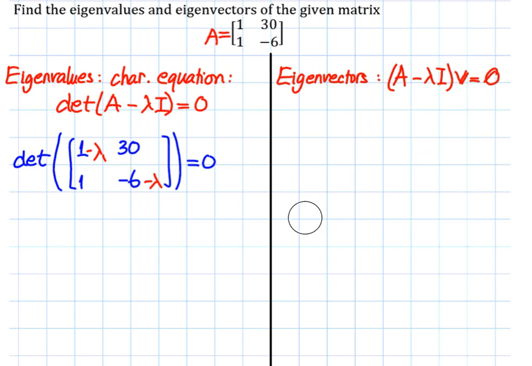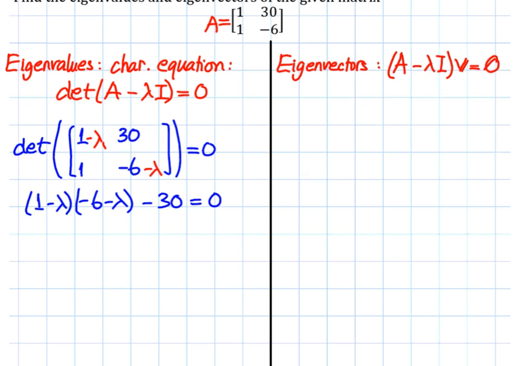And then we find the determinant of a 2 by 2 matrix. So we just multiply in this direction and then minus that direction. So we have 1 minus lambda times negative 6 minus lambda, minus 30 equal to 0. Now we're going to solve for it.